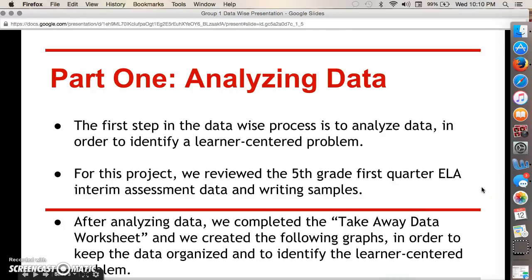So at this point, we're going to go step by step through the process and show you what we did as a group. Like I said, for part 1, the first thing that we always do in the DataWise process is analyze data. So we took a look at the 5th grade first quarter ELA interim assessment data and writing samples for our project. And after we analyzed the data, we completed the takeaway from data worksheet, and we created the following graphs that we'll show you in order to keep the data organized and to identify the learner-centered problem. And that's what we're going to go through next.